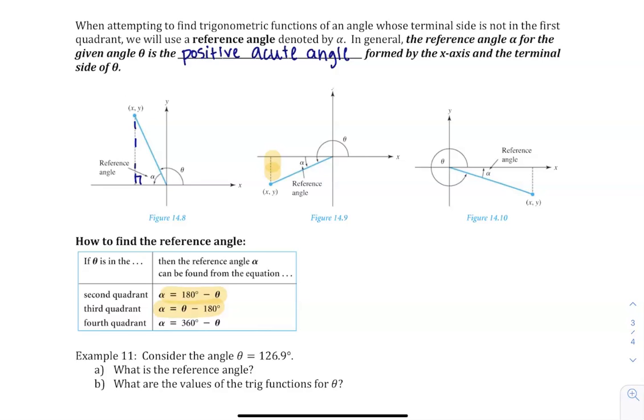And then if your angle is in the fourth quadrant, you see that we're just shy of going all the way around to 360. So you'll calculate your alpha value by taking 360 degrees, subtracting theta, and that's going to give you the reference angle. So you'll definitely want to have those three rules with you as you try to calculate these reference angles. So in this section, we'll be using our calculator, so it's not so important that we do anything with these reference angles right now other than just calculate them.